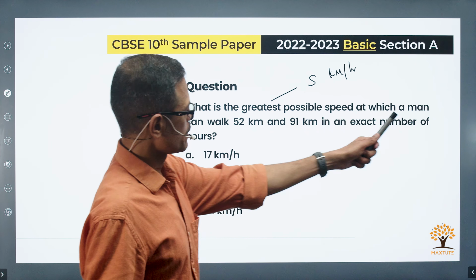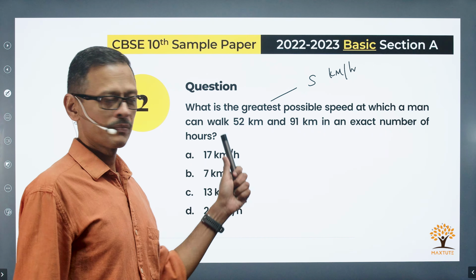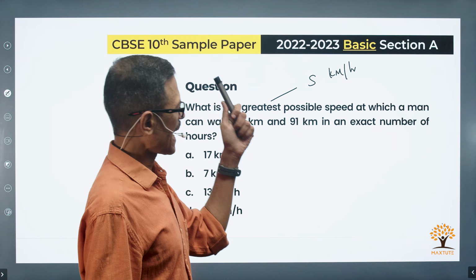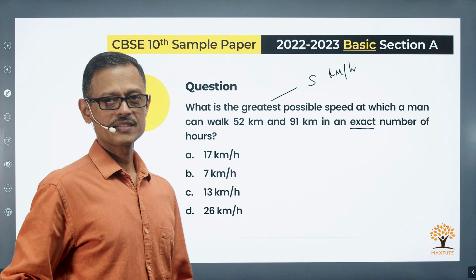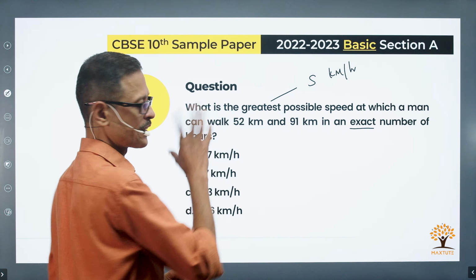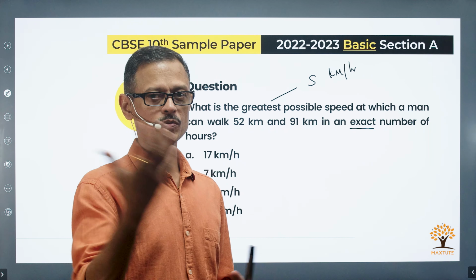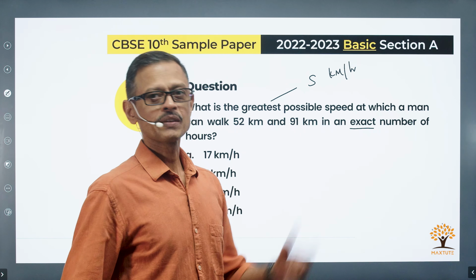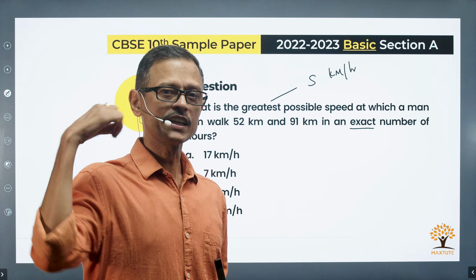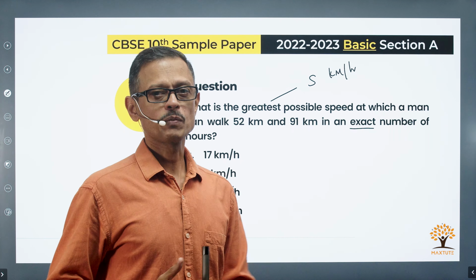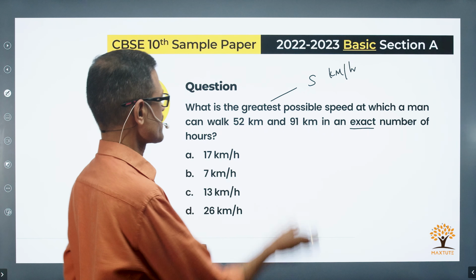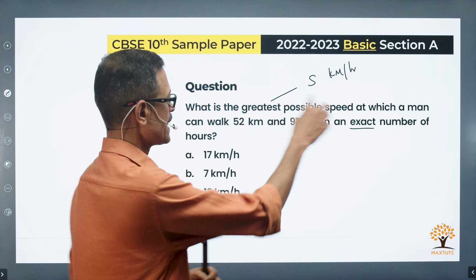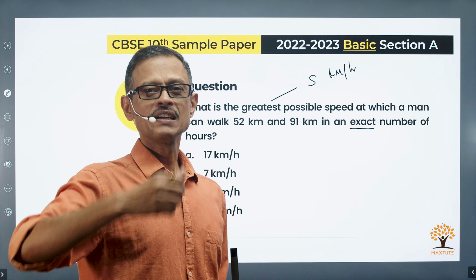What's the greatest possible speed at which a man can walk 52 kilometers and 91 kilometers in an exact number of hours? So he should walk 52 kilometers at the greatest possible speed, that is S kilometers per hour. And he should walk this 91 kilometers also at S kilometers per hour, so that he finishes this 52 kilometers in an integer number of hours, 3 hours, 4 hours.